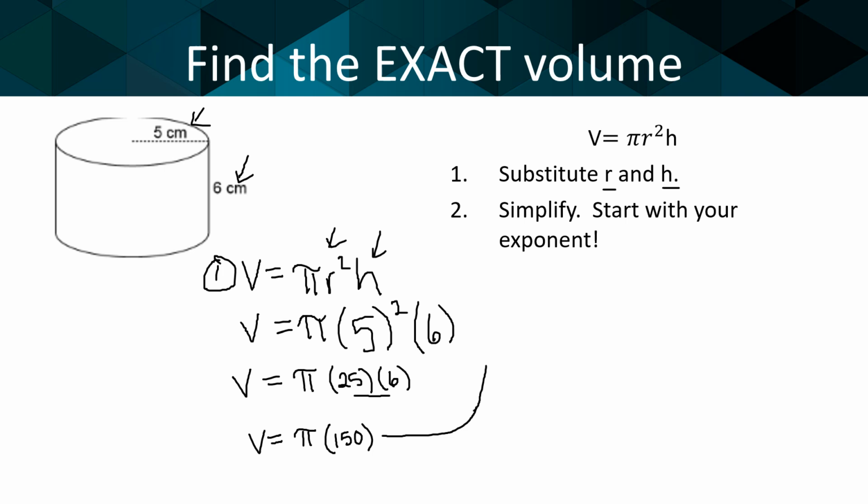So let's come over here and write this in the correct form. We have our volume equals. First, we're going to write our 150, and then we're going to write our pi. So when we find the exact volume, we kind of treat pi like a variable. We just attach it to the end of our number just like this. And then we cannot forget our units.